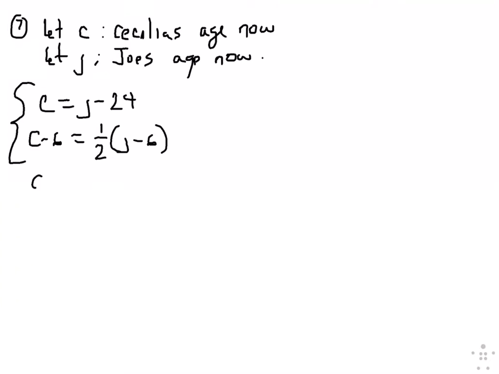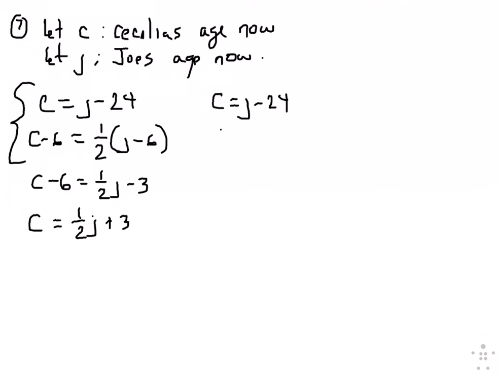The bottom one I'm going to simplify. C minus 6 equals 1/2 J minus 3, right? So C equals 1/2 J, add 6 to both sides, plus 3, right? So now the two equations. C equals J minus 24, and C equals 1/2 J plus 3. So again, they're set up nicely for equal value methods.